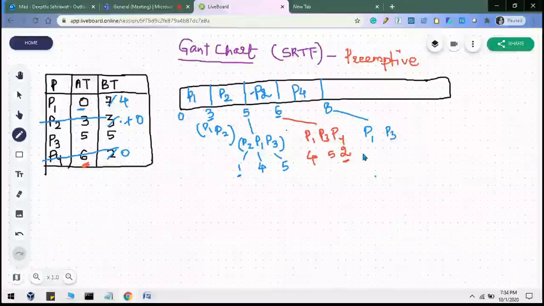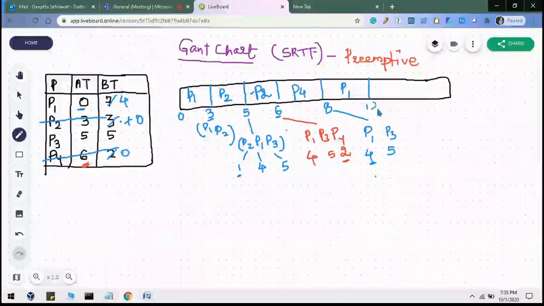And P1 takes how much time? P1 takes 4 milliseconds and P3 takes 5 milliseconds. Out of it, this is smaller. So now who will occupy the CPU? P1 will take the CPU, and the time that is left with it is 4.